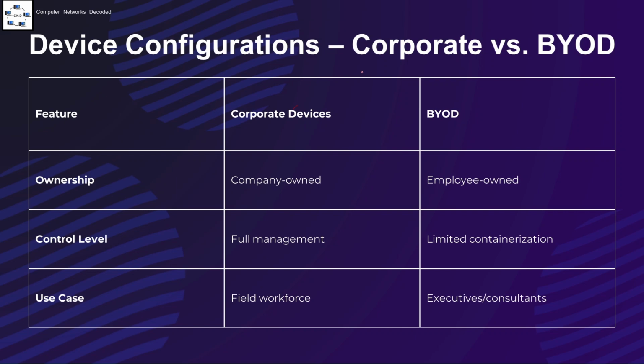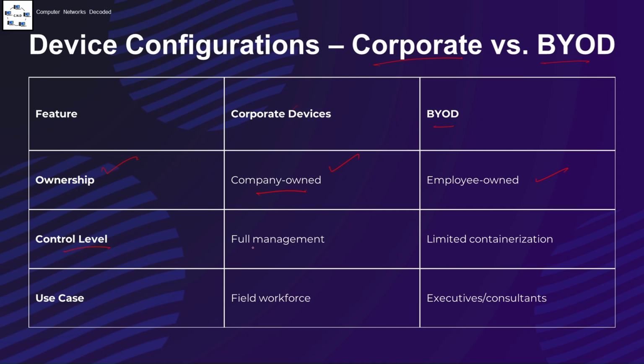So this is basically a comparison between the company owned as well as the BYOD mobile devices. So the ownership feature for the corporate devices and BYOD is that the corporate devices are basically owned by the company or the organization, while the BYOD, that is bring your own device, are basically employee owned devices.